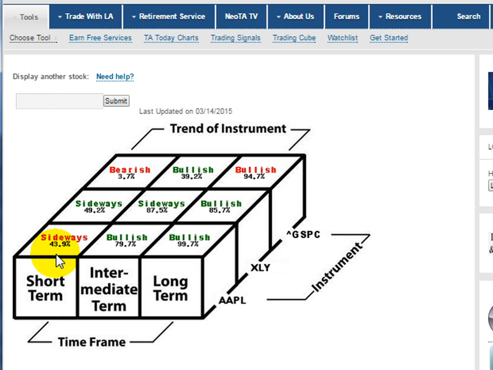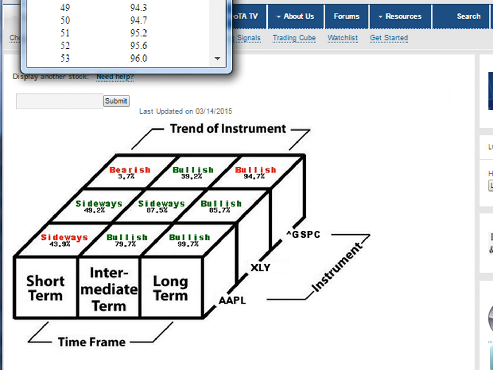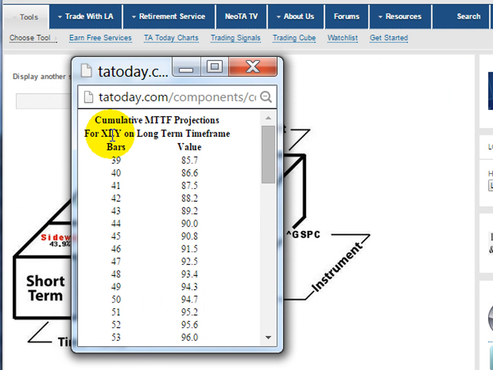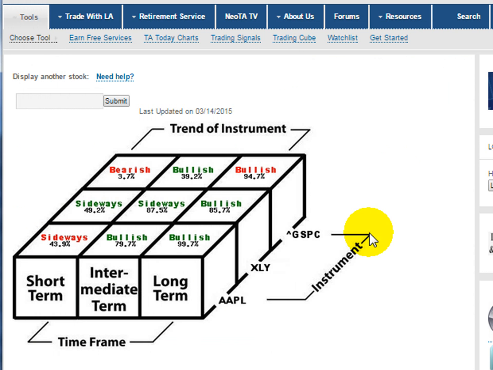So that too is contained here. You can click any of these on any of the charts. It would pop up that time frame and you could look at it for that particular instrument. This is XLY, how many bars, what the cumulative MTTF is. Same thing here on the general indexes. So what you have is a very compact visual representation of trend for the stock, for the sector, for the market on each of the time frames, giving you the trend itself and of course the MTTF.